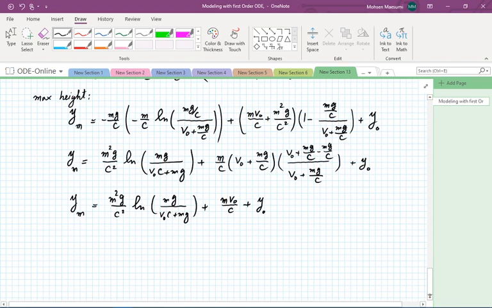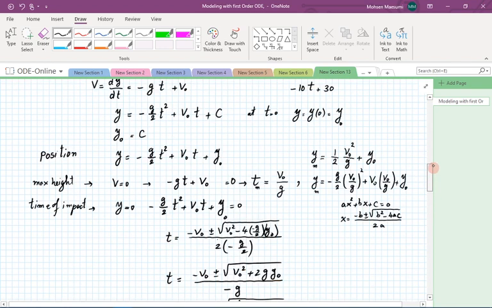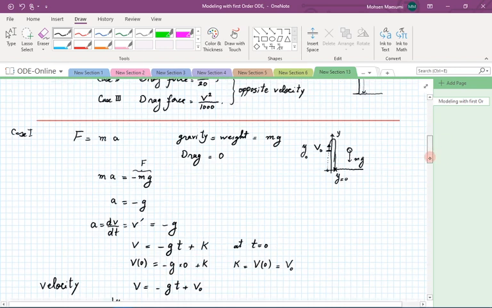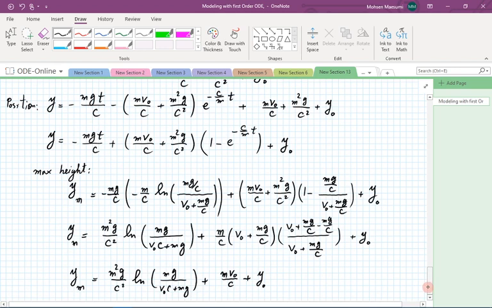The final statement of the problem was: at what time does it hit the ground? Hitting the ground, we said that is a solution of y equal to 0. So I have to set y equal to 0 and then solve it. So let's see what we are dealing with here. This is my y. I have to set this thing equal to 0 and solve it.